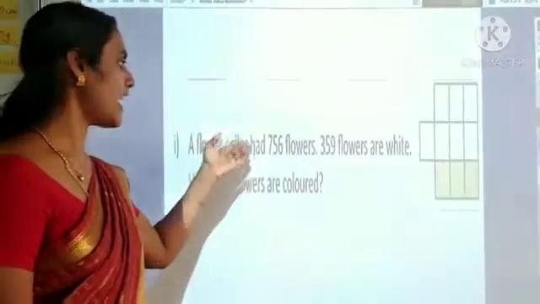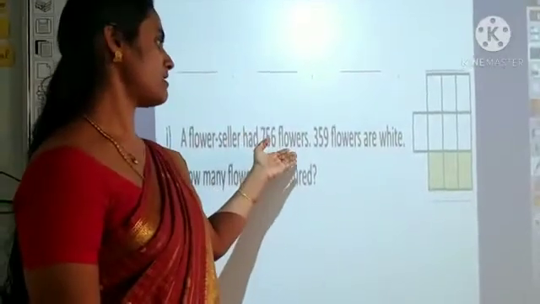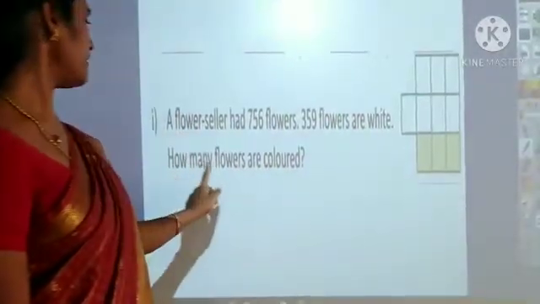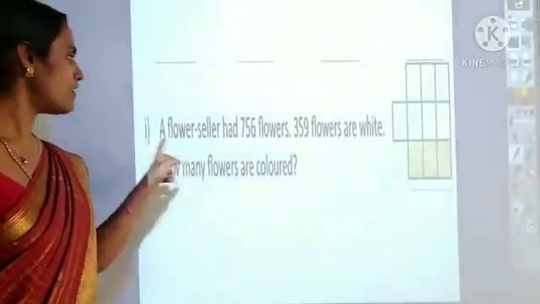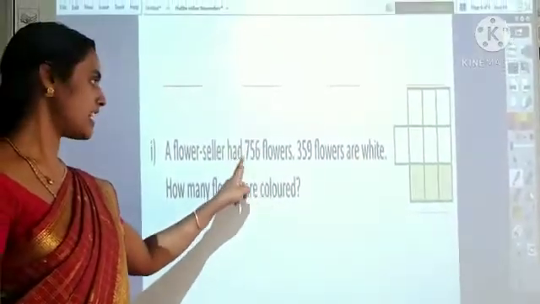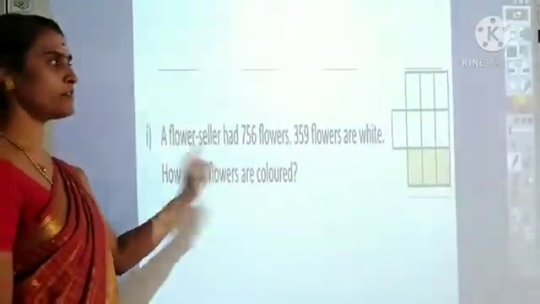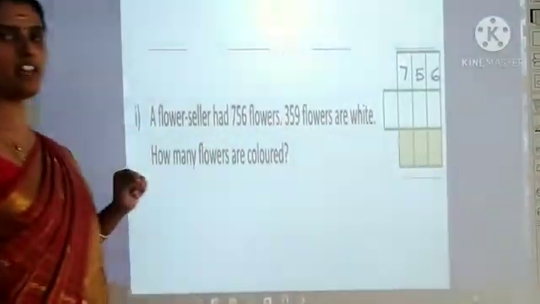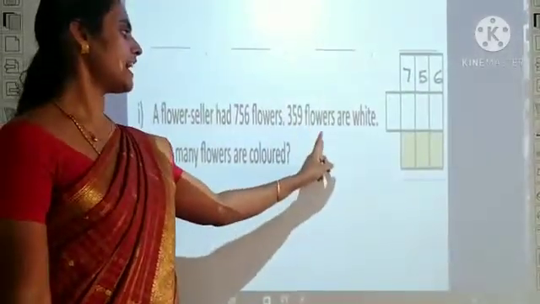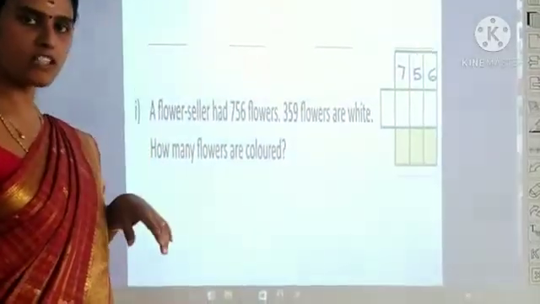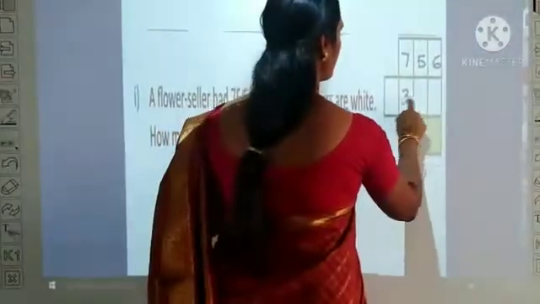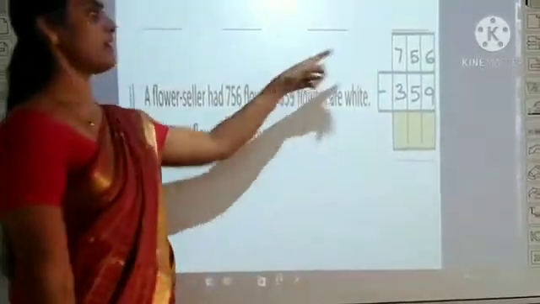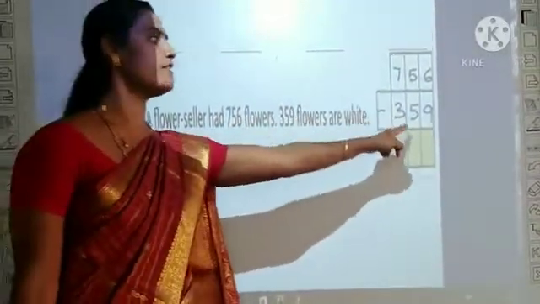Now let us do the story sum. A flower seller had 756 flowers. 359 flowers are white. How many flowers are colored? So, a flower seller, how many flowers are there? 756. So, we have to write this number here. Okay. Next, 359 flowers are white. So, how many flowers are white? 359 flowers. Okay. So, we are going to subtract 756 minus 359.